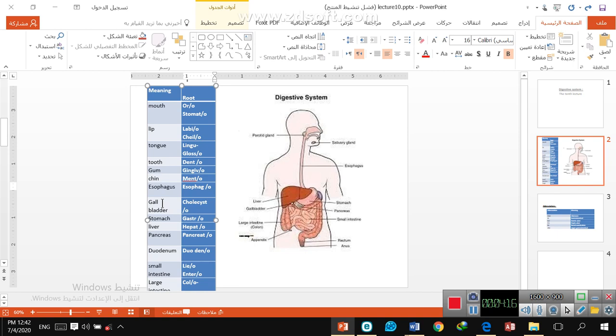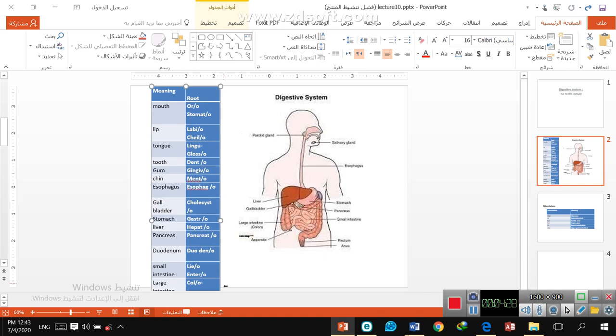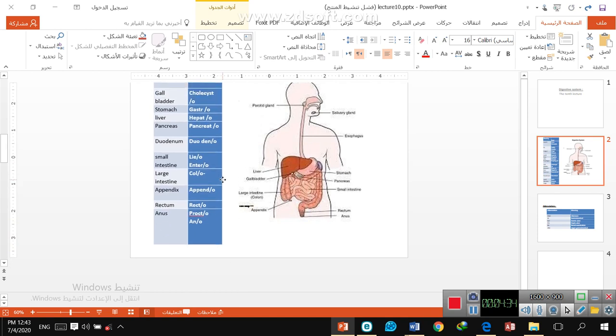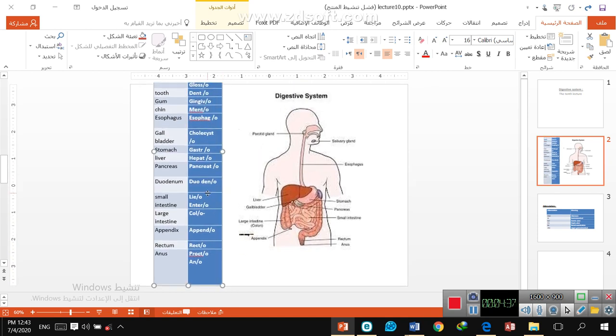Then after that we have gallbladder. Gallbladder means cholecyst or cholecysto. Here we just add a term to help ourselves to make it more clear for us. Like this here, gallbladder, we see cholecyst. Then stomach, that we call in Latin gaster. We can see gastric, gastralgia, gastritis, gastroma. We can put it in so many examples here.